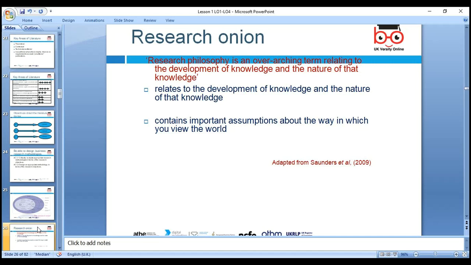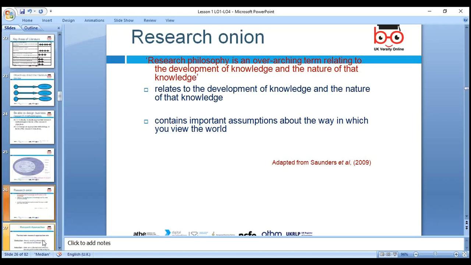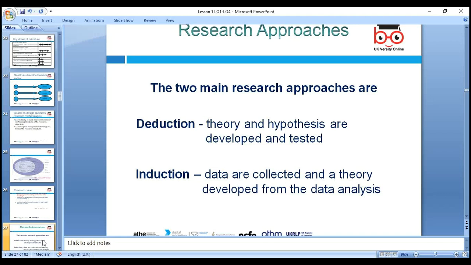Research philosophy is an overarching term relating to the development of knowledge and the nature of knowledge, and contains important assumptions about the way in which you view the world, because everybody looks at the world in different ways. Okay, so there are two main approaches. Research approaches can be deduction or induction. So theories or hypotheses are developed. You want to develop some theories.